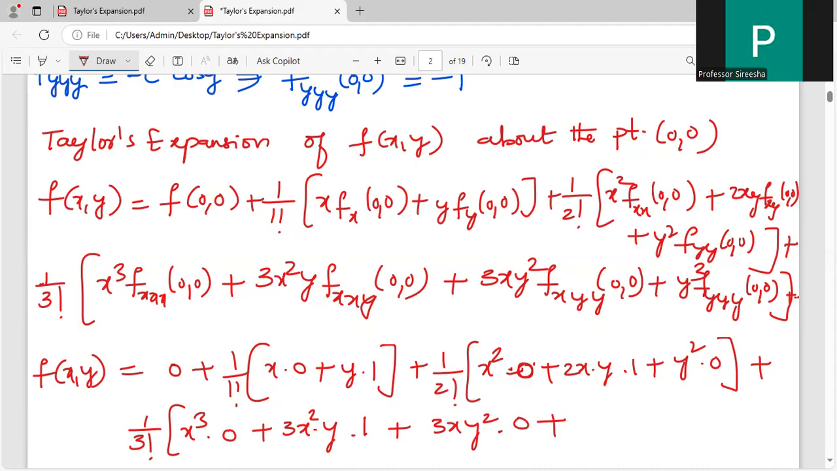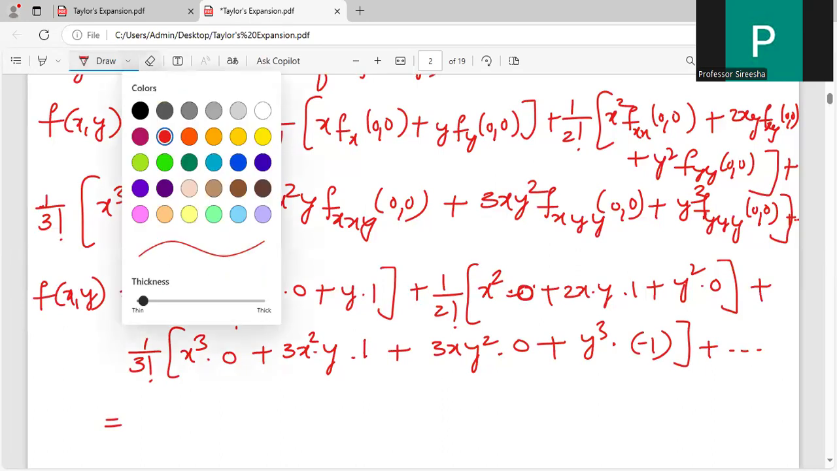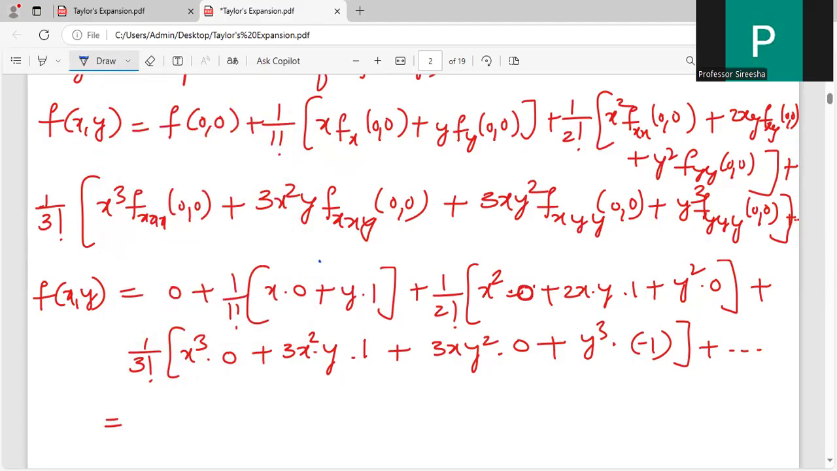And then finally, y cube into minus 1. I can clearly see here it's minus 1. Okay. Yes. Plus and so on. Just remove all the zeros and you get the series. That's it. It's very easy. So I'll use a different pen to cancel out all the zero terms. Okay. f at 0 comma 0 is 0. This also is 0. This also is 0. This also is 0. This is 0. This is 0. So finally, I am left with this one, this one, this one, and this one.